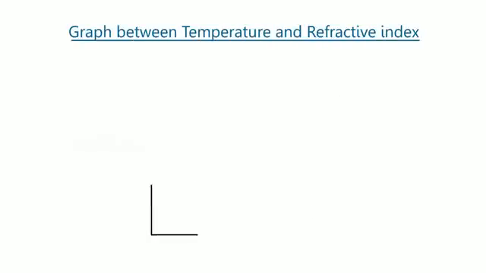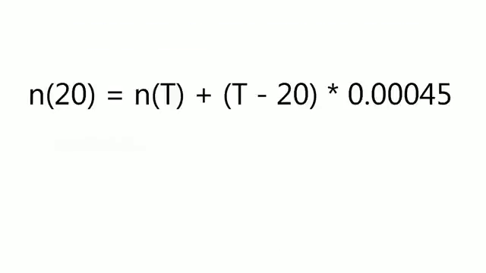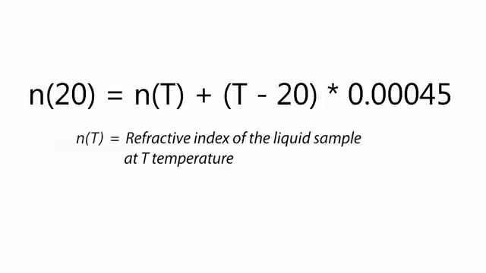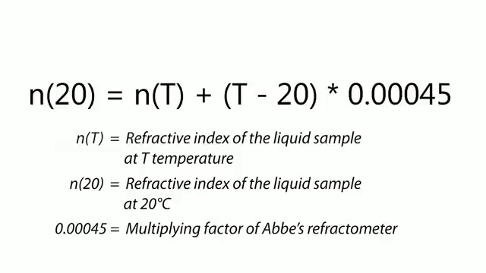Refractive index depends on the density of the measured sample, which is affected by its temperature. Refractive index increases as temperature decreases, and the variation can be defined by the equation n20 = nt + (t − 20) × 0.00045, where nt is the refractive index of the liquid sample at temperature t, n20 is the refractive index of the liquid sample at 20 degrees Celsius, and 0.00045 is a multiplying factor of Abbe's refractometer.